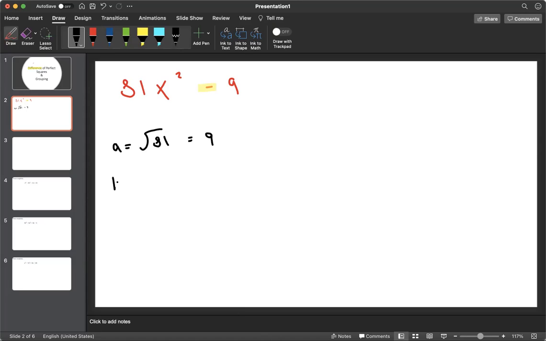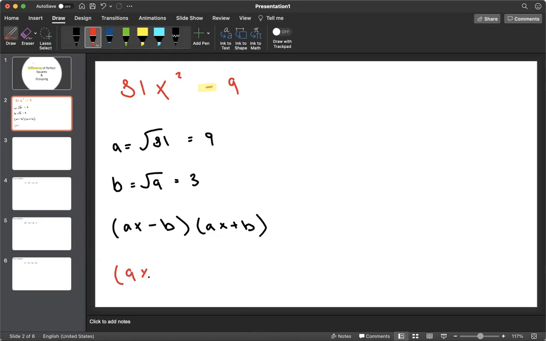Then my b value is going to be the square root of 9. This simplifies to 3. So when we factor, we're going to use our formula of ax minus b times ax plus b. So our answer is going to be 9x minus 3 times 9x plus 3.